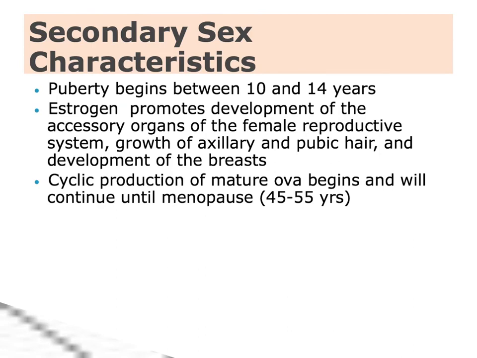Secondary sex characteristics for women, again, start to show up when puberty begins between the ages of 10 and 14. Estrogen promotes the development of the accessory organs of the female reproductive system, growth of hair in the armpits and the pubic area, the development of the breasts. And the cyclic production, as I said, of mature ova, or the menstrual cycle, begins and continues until menopause.